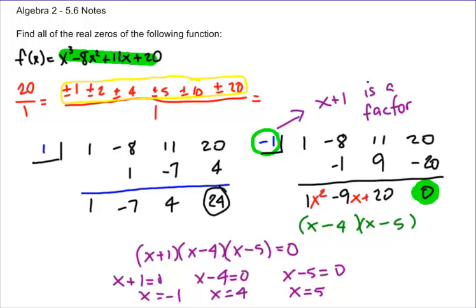Now, another way that you can do this is graph your function on your calculator. Once you've graphed your function, find where the graph crosses the x-axis, and find all those places where the graph crosses the x-axis. So you can do this with your calculator or with synthetic division.